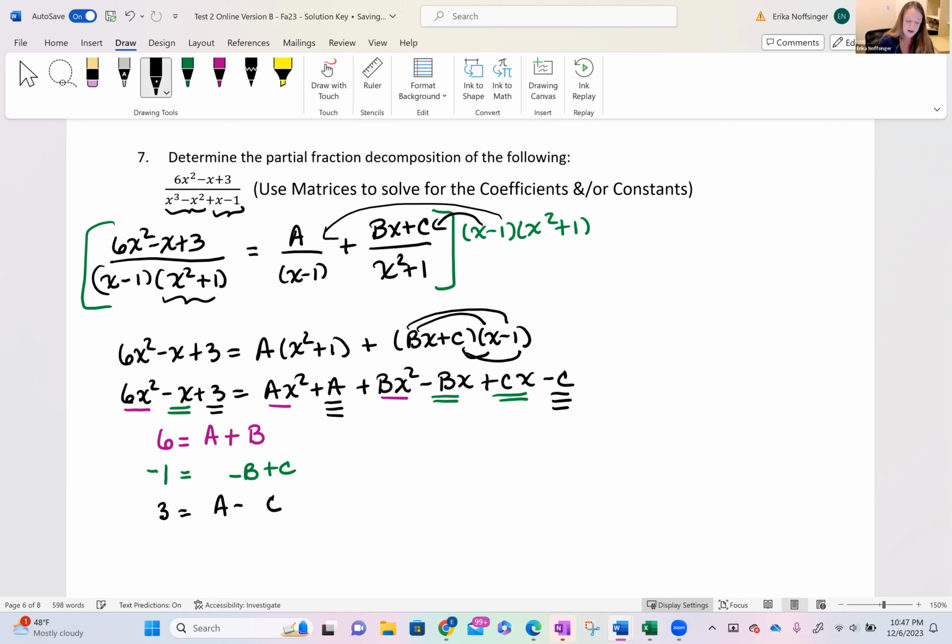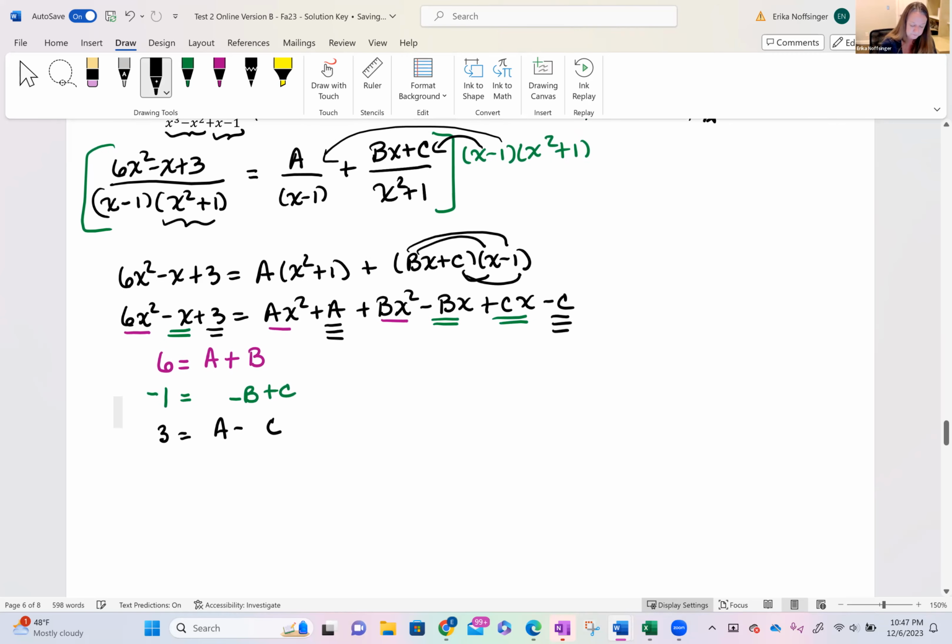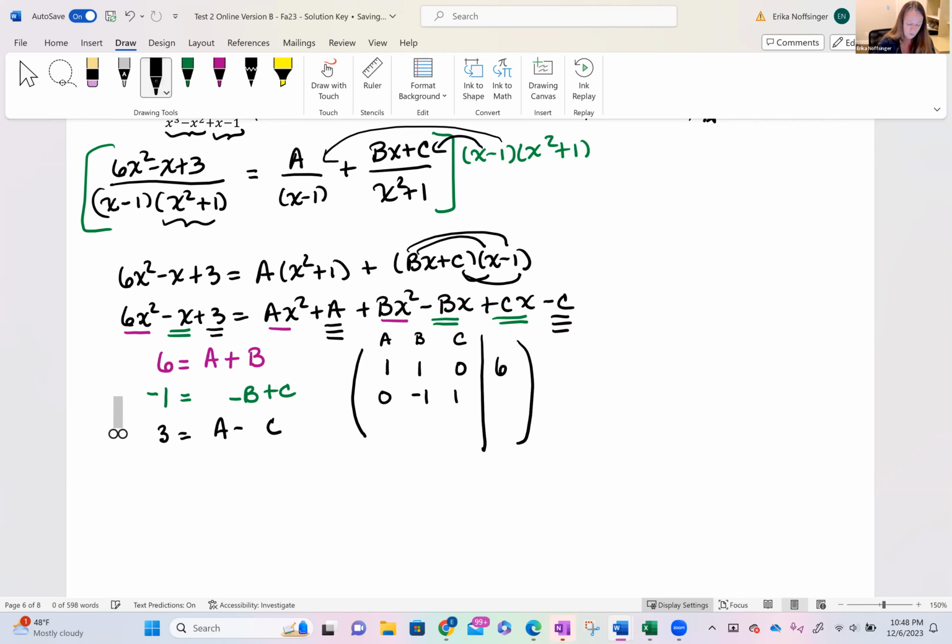So we have a system of equations, 3 unknowns, 3 variables. It's said to use matrices in here to solve for this. And so when we write our matrix, I'm looking at my column A, then I'm going to have column B, the coefficients of C, and then my constants. So I have A, 1, B is 1, there's no C value, so 0, equals 6. My next row is 0, negative 1, 1, negative 1. My last row is 1, 0, negative 1, 3.